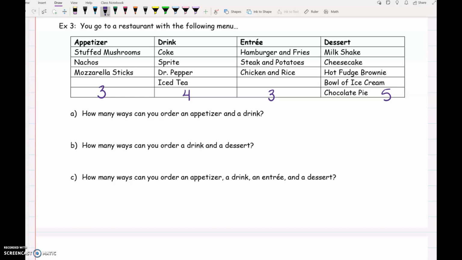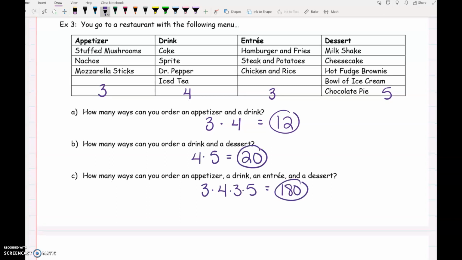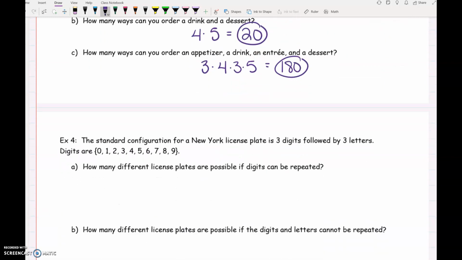How many appetizers are there? 3. How many drinks are there? 4. 3 times 4 is 12. I would like you to try B and C on your own. You should get 20 and 180 for those 2 options.